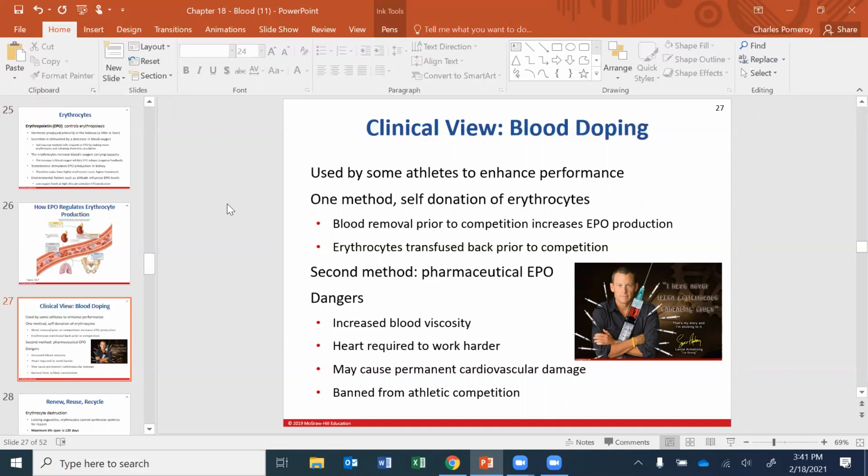Now, one of the things you get with blood doping is you do get an increase in your blood thickness, because there's more red blood cells in it, and that puts a strain on your heart, and it could cause permanent cardiovascular damage. But a lot of athletes will tell you that they will make that trade.